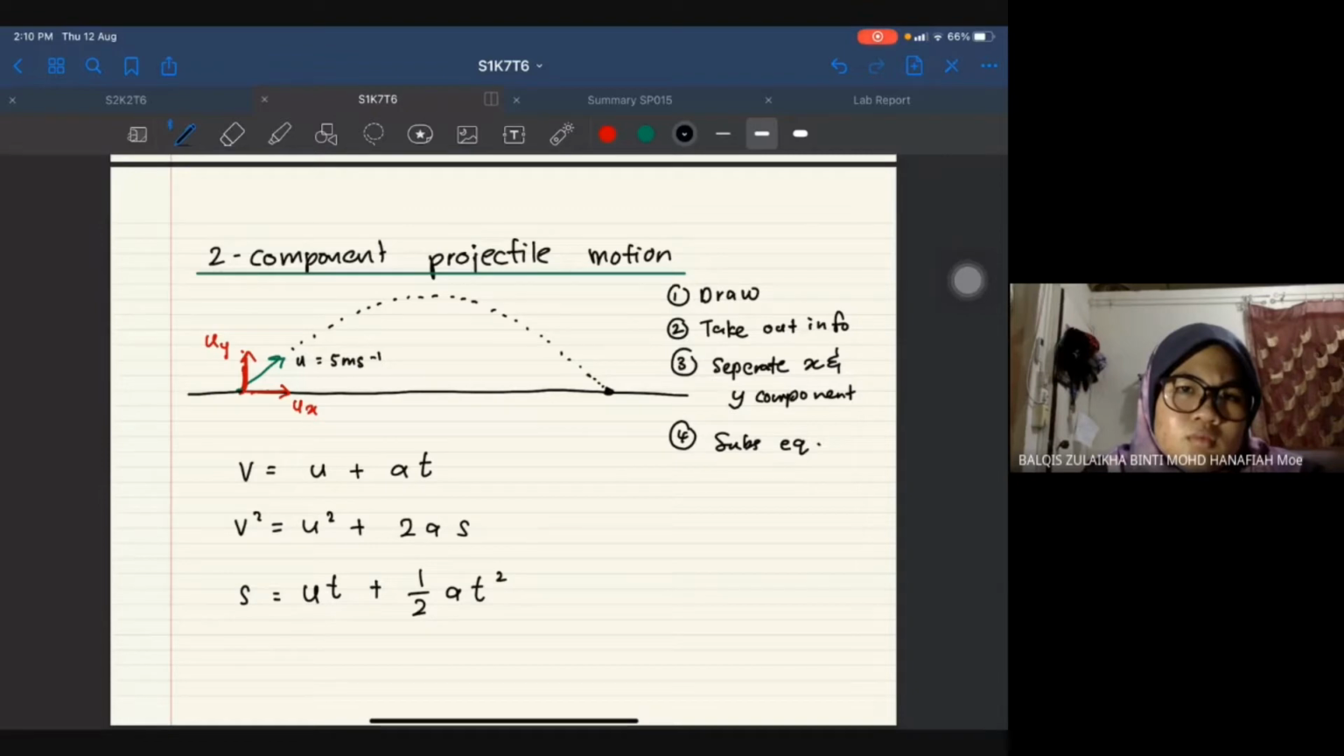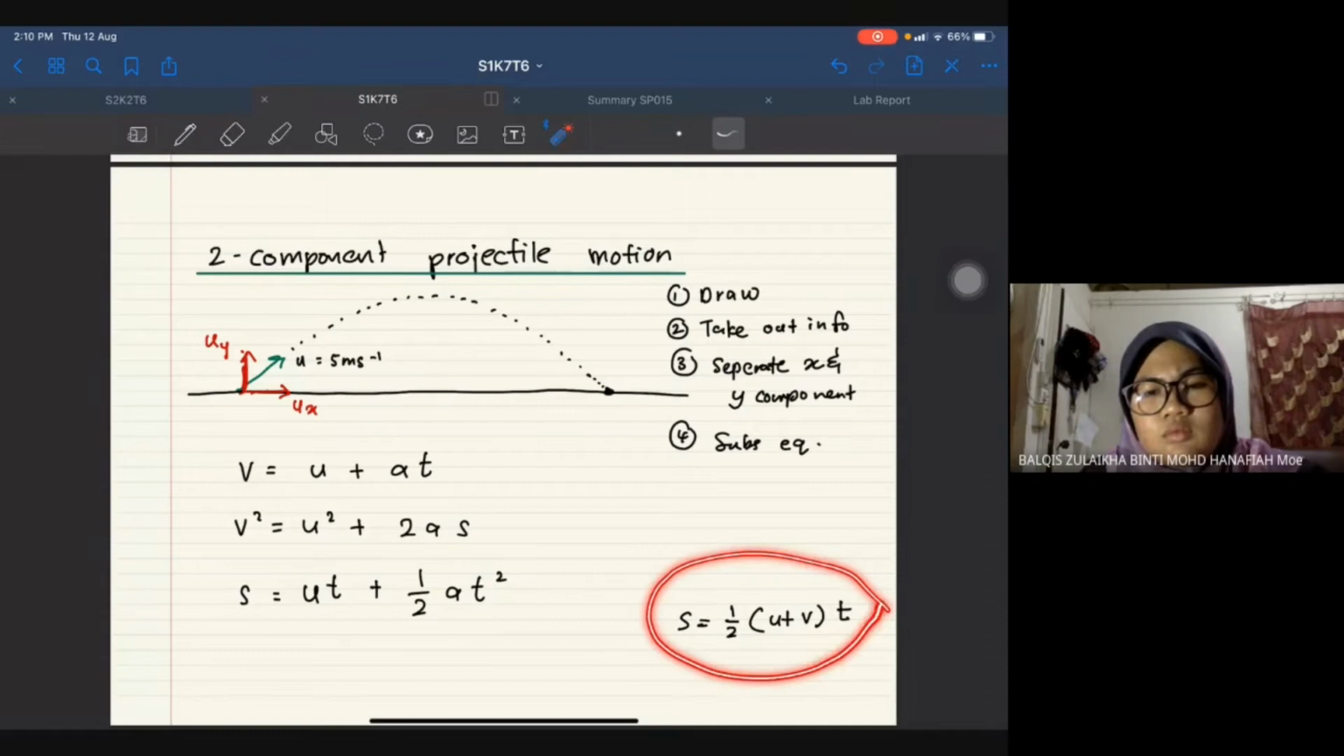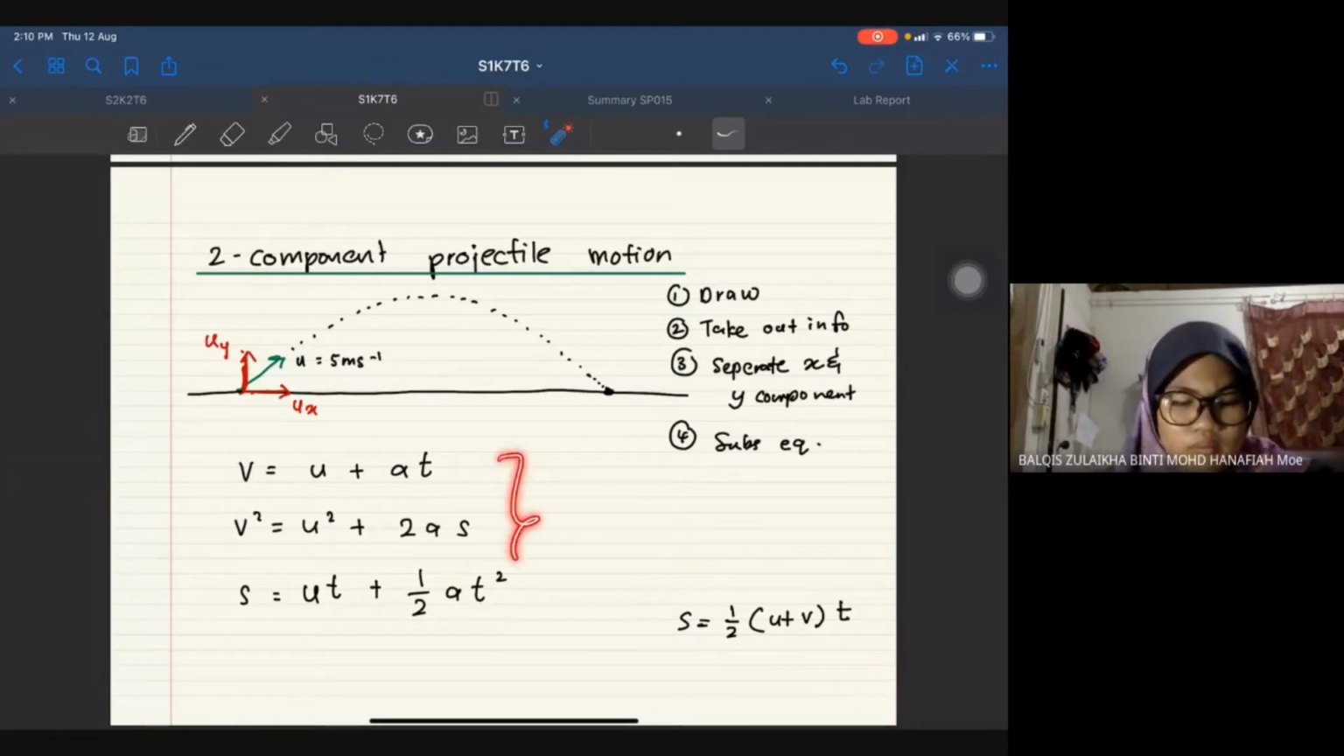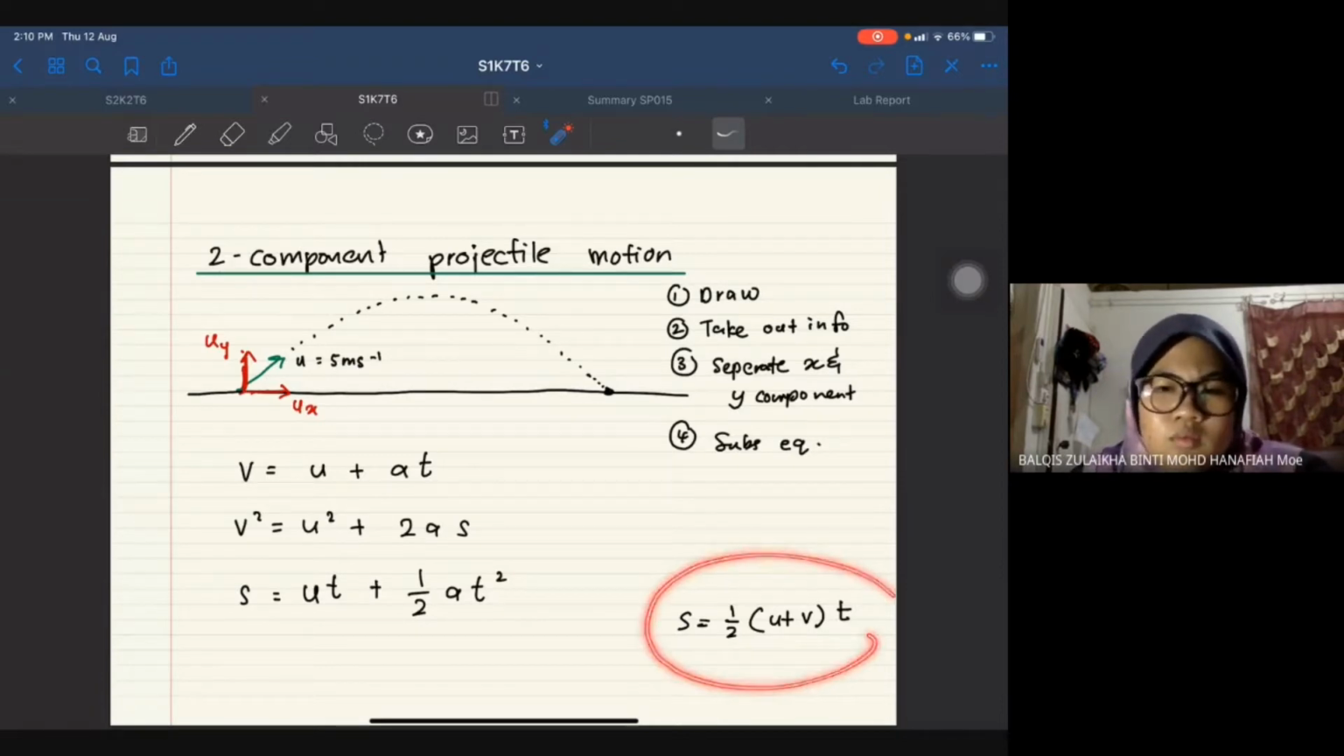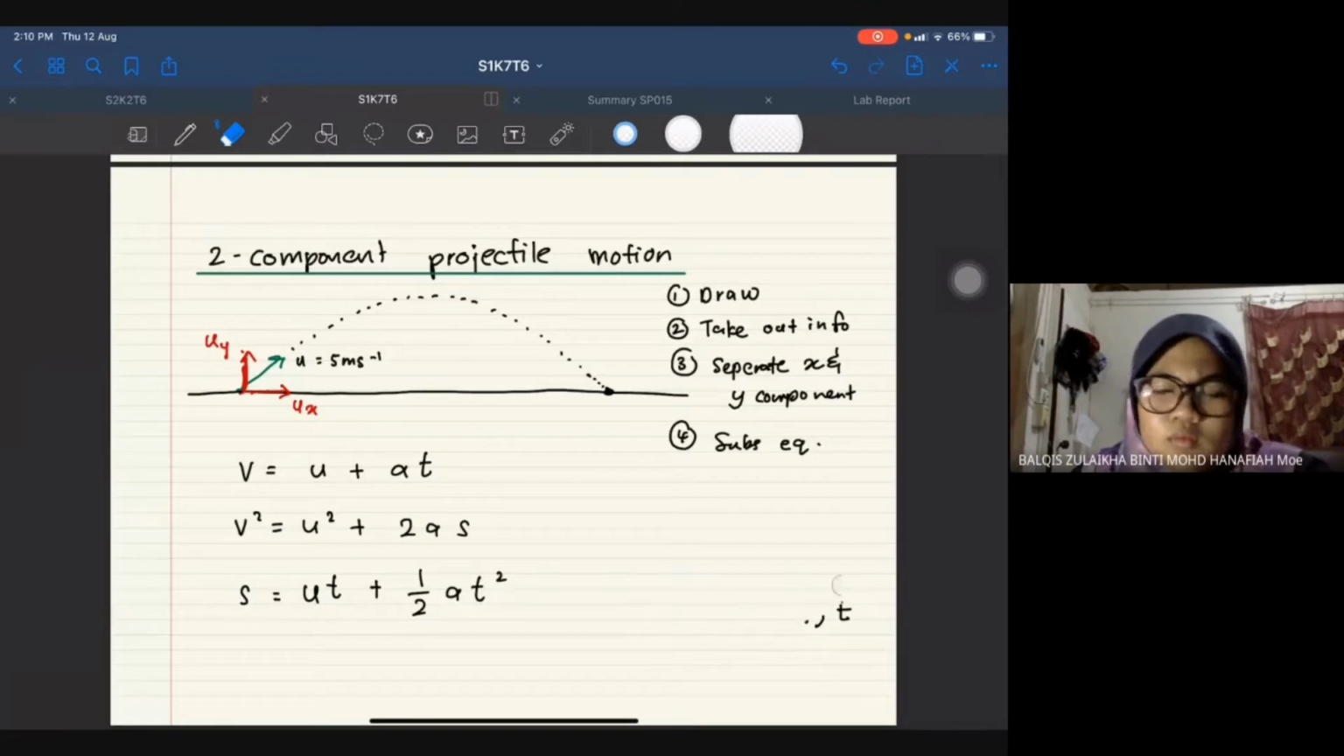There is one more equation, which is s equals half (u plus v) t. Okay, this equation is not given in the exam formula sheet. You can use this one if needed. But you don't have to. Normally these three are enough. But if you want to use this one, there's no harm. It's not given, but anyway, I'm going to erase this one.